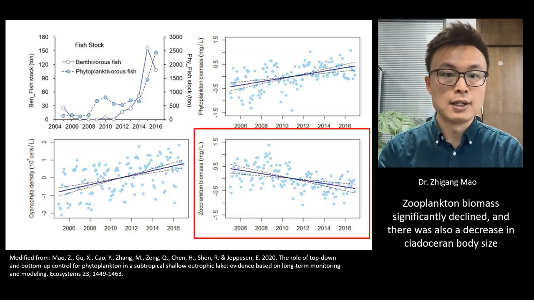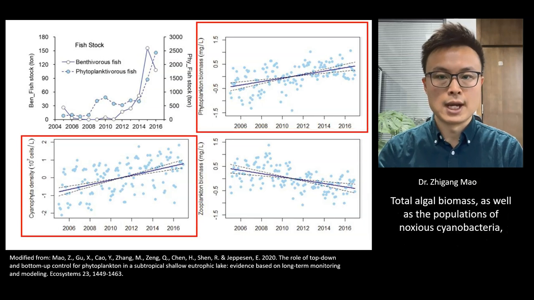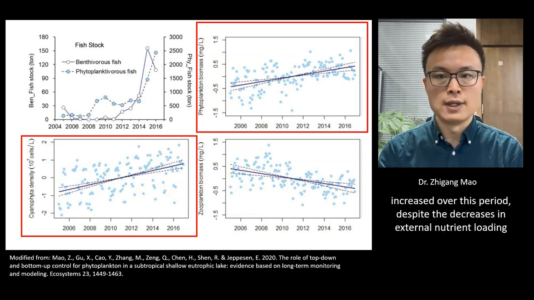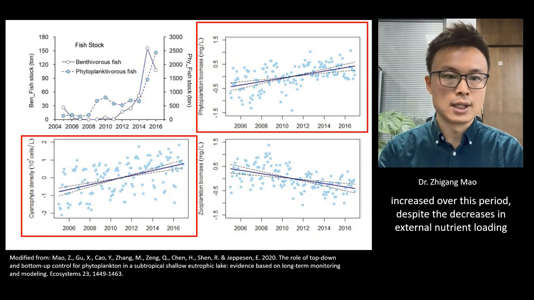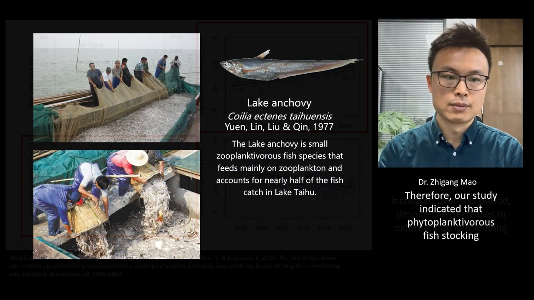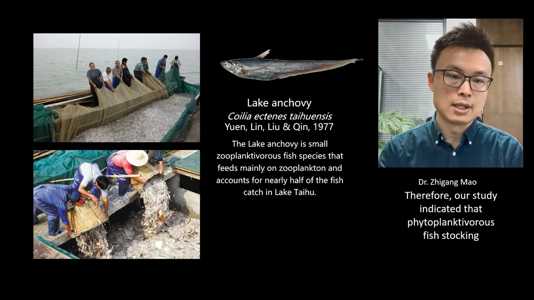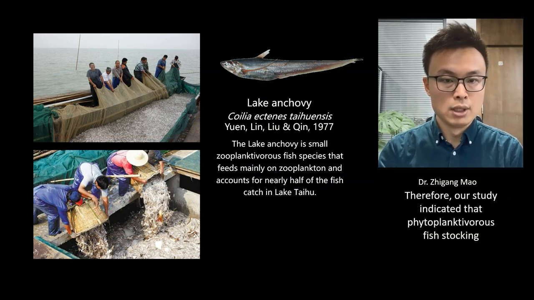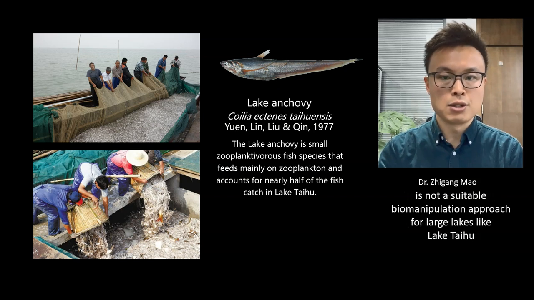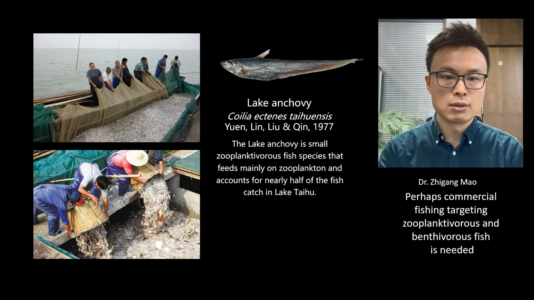Zooplankton biomass significantly declined, and there was also a decrease in zooplankton body size. Total algal biomass as well as the populations of noxious cyanobacteria increased over this period, despite the decreases in external nutrient loading. Therefore, our study indicated that phytoplanktivorous fish stocking is not a suitable biomanipulation approach for large lakes like Lake Taihu. Perhaps commercial fishing targeting zooplanktivorous and benthivorous fish is needed.